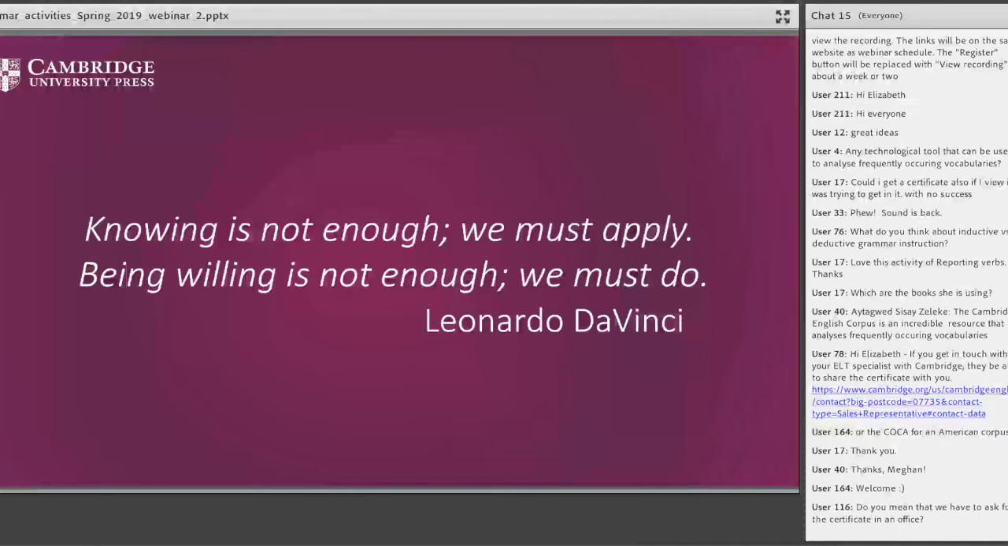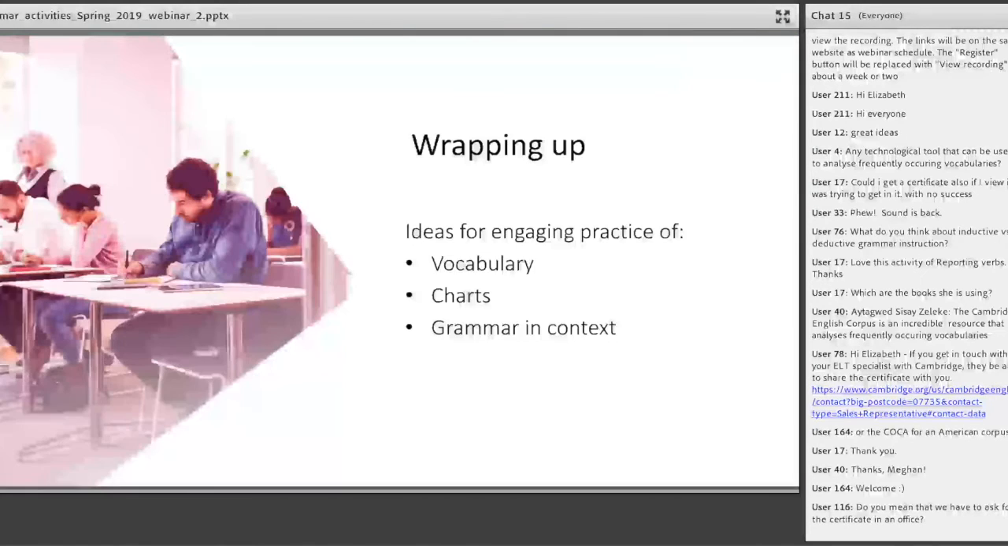So to wrap up, I think this quote from Leonardo da Vinci is just great. Knowing is not enough. We must apply. Being willing is not enough. We must do. So we really need to have our students actively engaged in practice and not just rotely marching through our classes and not seeing the connection between grammar and how central that is to all of the communicative purposes that we have for using language.